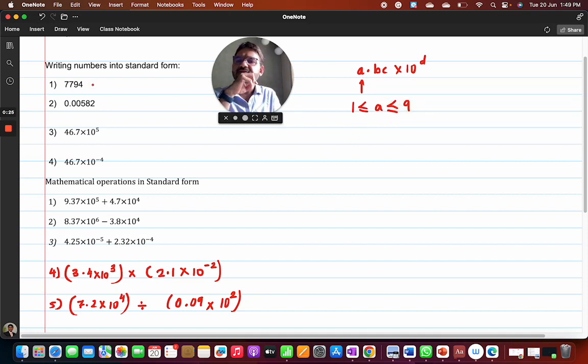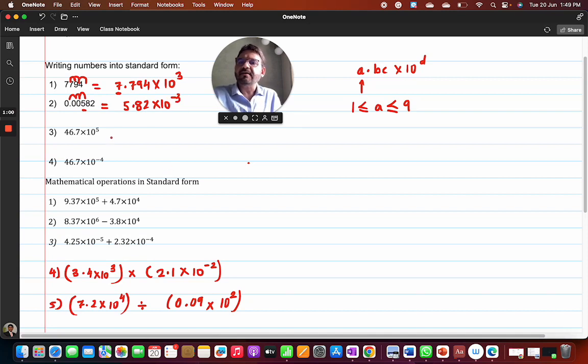So in this case, if you have this, you have to do 1, 2, 3. So 7.794 into 10 raised to 3. Basically, if your number is more than 1, it will be 10 raised to some positive power. If it's less than 1, it will be 10 raised to a negative power. Now in this case, you have to see 1, 2, 3. So the first number has to be between 1 and 9. So this will be 5.82 into 10 raised to minus 3.